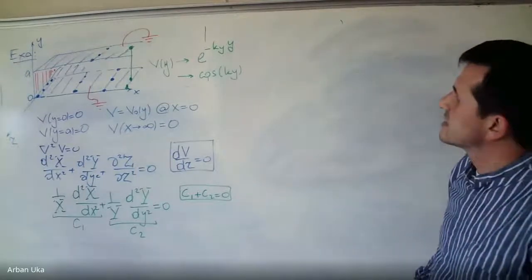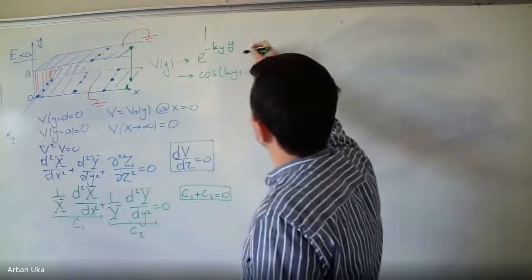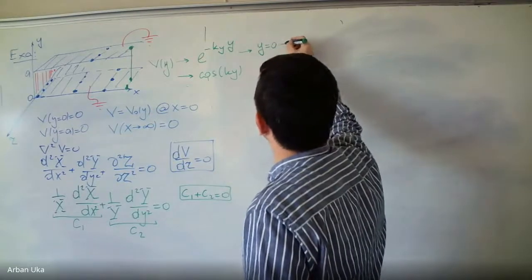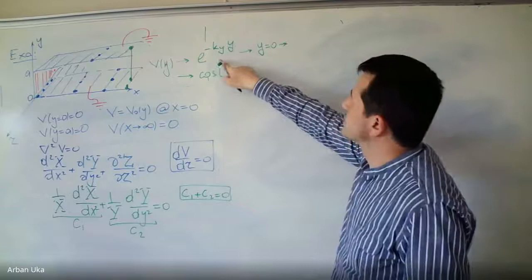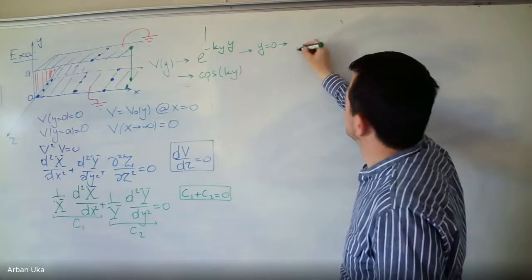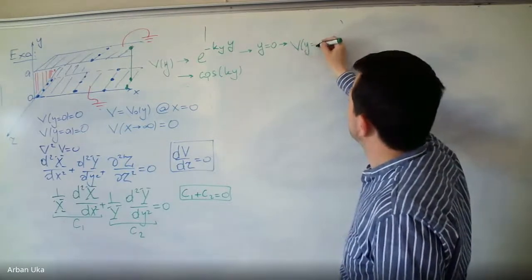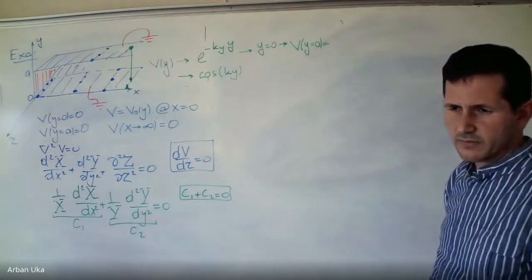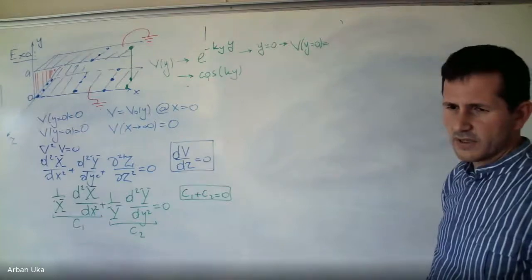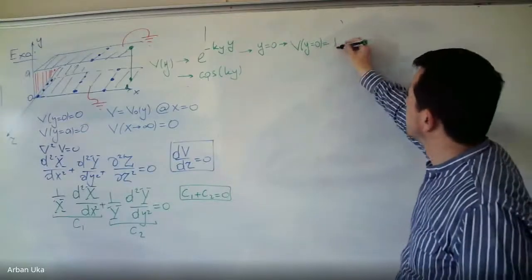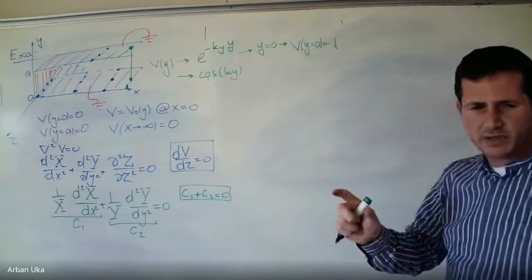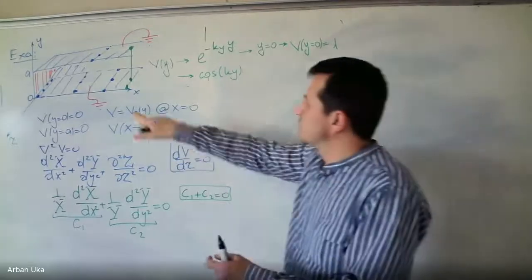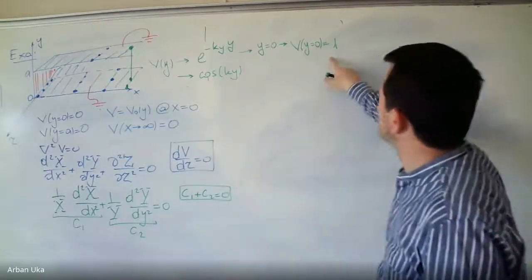Okay, but then let's try the following. Let's substitute. Let's apply y equal to 0. If we substitute y equal to 0, what do we find? Potential at y equal to 0 is equal to what? One. Exactly, that's 1. So it's 1 volt. That means like a battery, a AAA battery that you use for a remote controller in your home. You have charged it from ground to 1 volt. Okay, that's 1. That's okay.